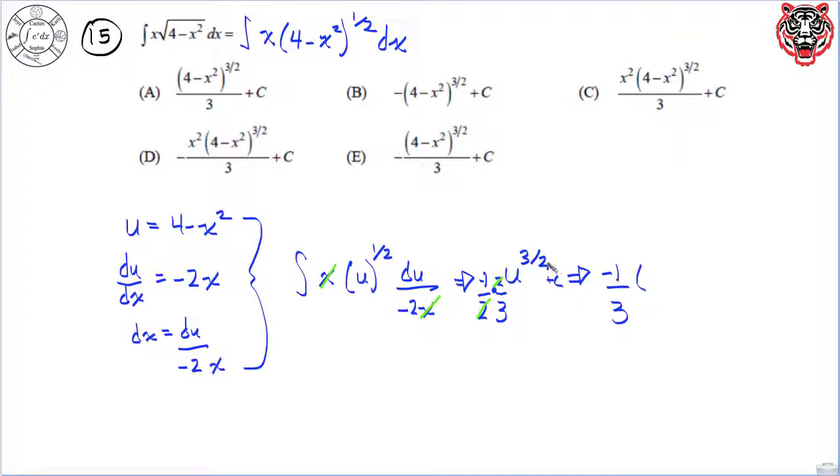And instead of writing u to the power of 3/2, I'm going to actually substitute what u was. That's 4 minus x squared, and that's the power of 3/2. Don't forget my plus c. All right, which one of these looks correct? So it needs to be negative. So all the ones that are positive, get rid of those. All right, there needs to be a 3 in the denominator, so it can't be this one. And which of these looks like it's correct? Well, that one has a weird x squared out in front, so I don't think it's that one. And the correct answer here is, yep, it's E. All right, number 16.